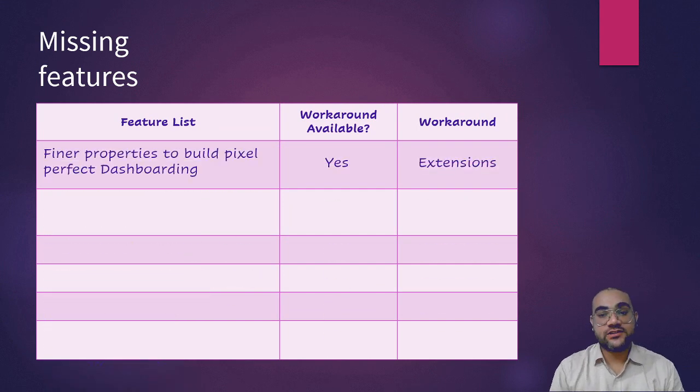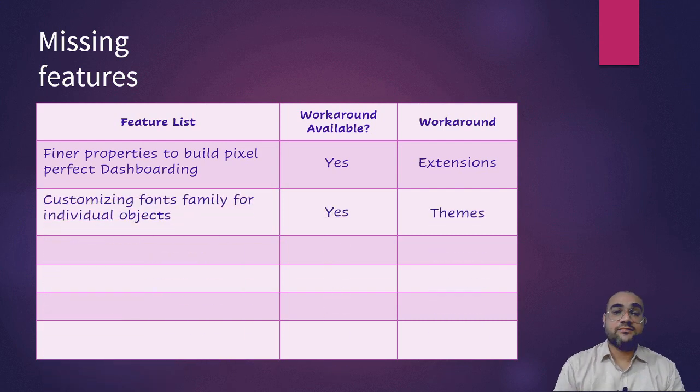The first missing feature is finer properties to build pixel perfect dashboarding. In ClickView, there are a wide range of object properties available using which you can easily customize your object. For example, you can have object layering, you can have floating text on your charts and graph, and many more things can be done. In ClickSense, there is no default property using which you can do customizations. But you can create extensions to achieve some level of customizations. Extensions are nothing but the customized object that were created using the APIs to achieve some functionalities.